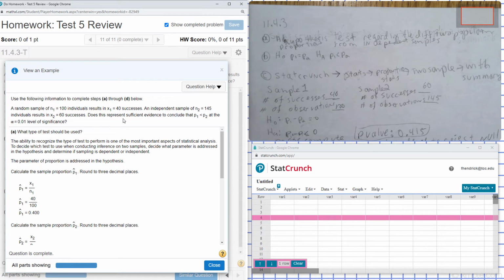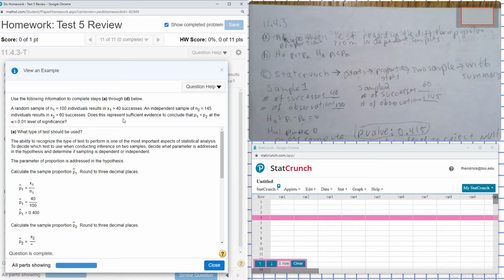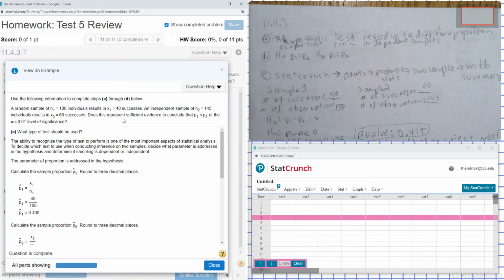Results in 60 successes. Does this represent sufficient evidence to conclude that P1 is less than P2 at the 0.01 level of significance? What type of test should we use?